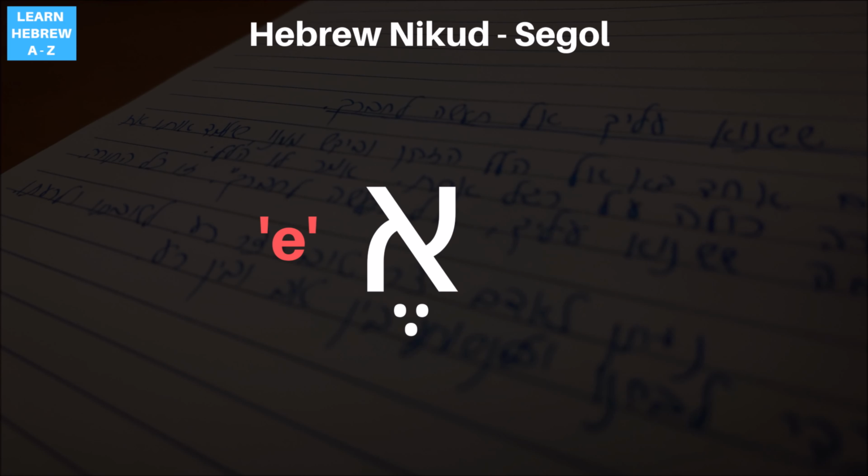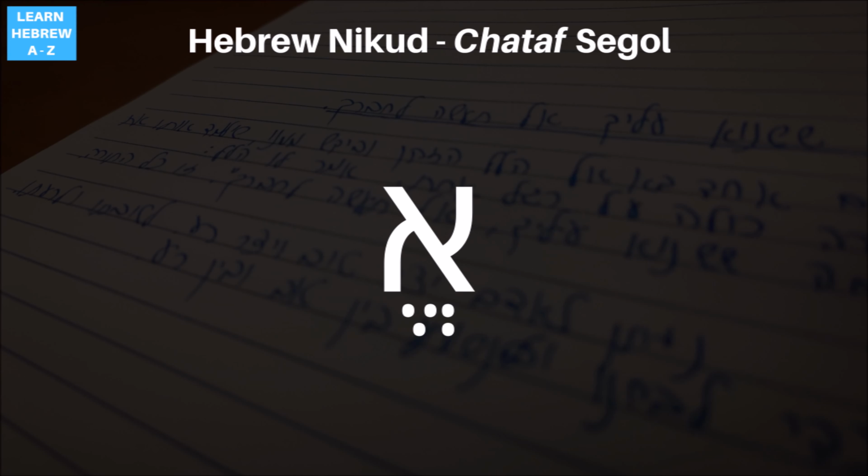Let's continue to Chataf Segol. After that, we will discuss Tzere. Chataf Segol looks like a Segol with the Shva sign added to it. Chataf Segol, combined with any consonant, also creates the sound of E. Like Segol, Chataf Segol also represents a short vowel in Hebrew. Let's see an example.